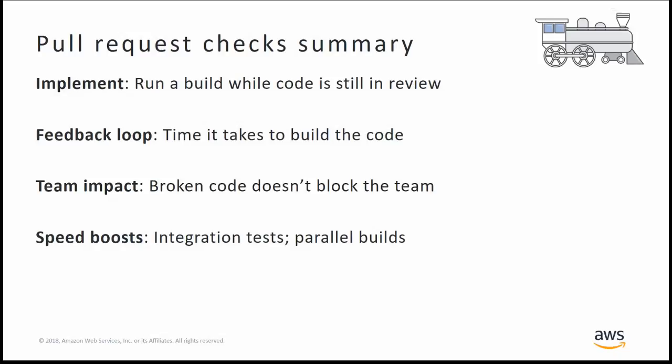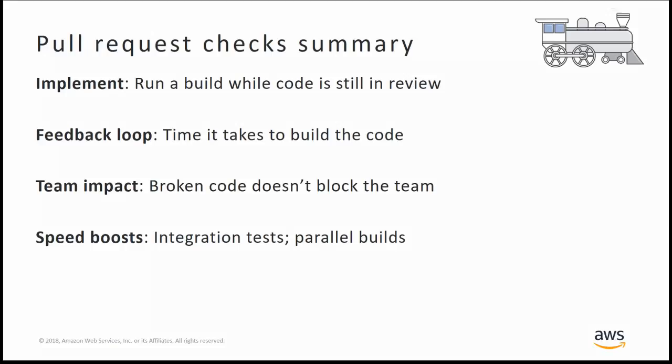So to summarize for pull request checks, in order to implement it, you run a build while the code is actually still in review in that pull request. The feedback loop here is about the same as branch level checks. So for the author of this code, it is still the time that it takes to build that code. However, the team impact is much better than branch level checks. The broken code doesn't block the team this time. They're able to see that the checks have failed before they actually merge it to the master branch.